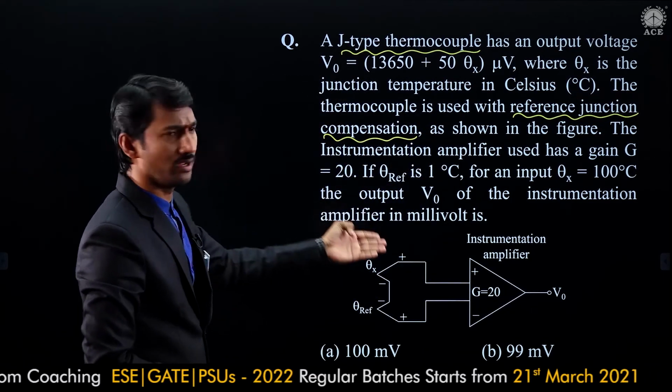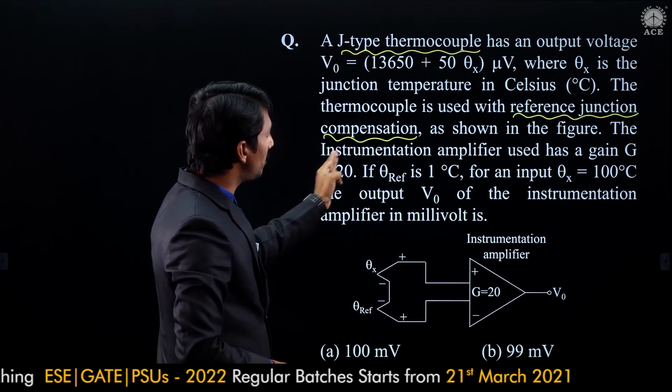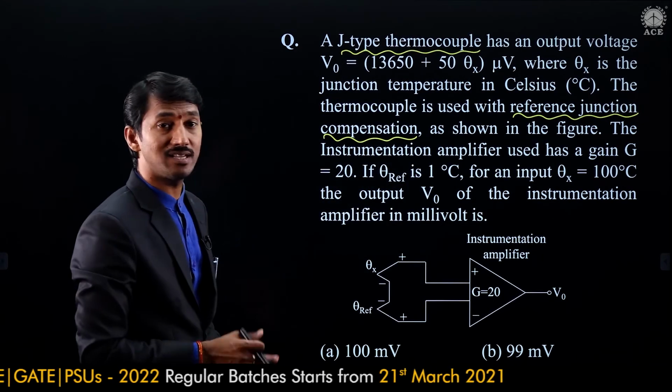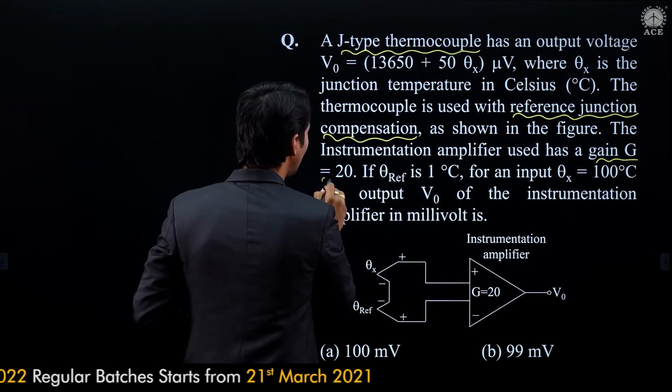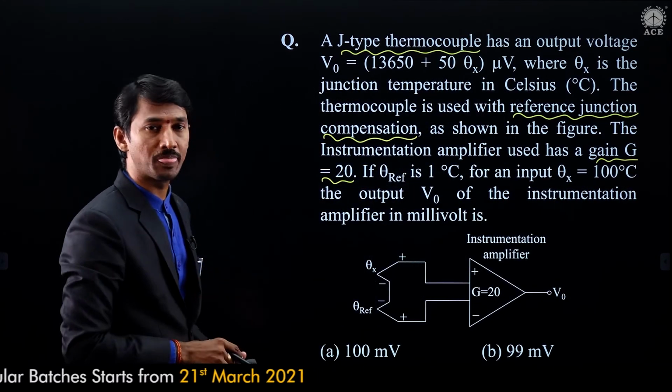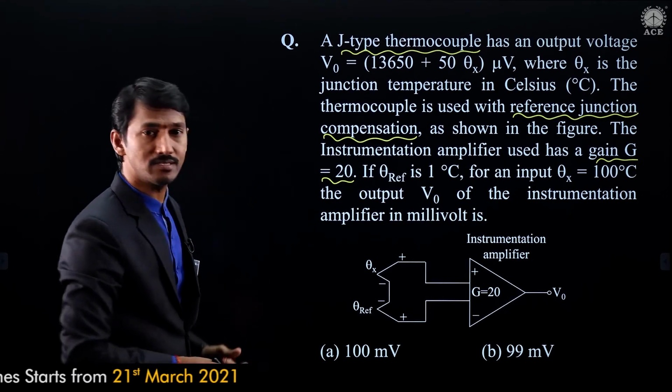Okay, as shown in the figure, the instrumentation amplifier used has a gain G. So what is this G? Gain of the instrumentation amplifier, that is 20.